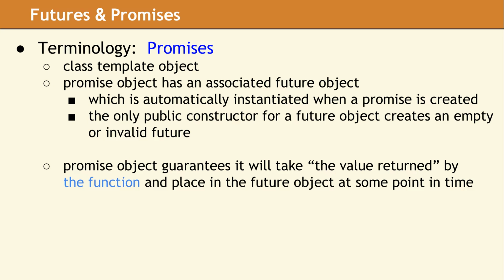When the promise is instantiated, it automatically creates an invalid but usable future object, which you can then extract from the promise object. This future will become valid when the promise fills in the data. This is called fulfilling a promise. As a recap, the purpose of the promise object is to guarantee that some function will compute some value and make it available in the corresponding future object.